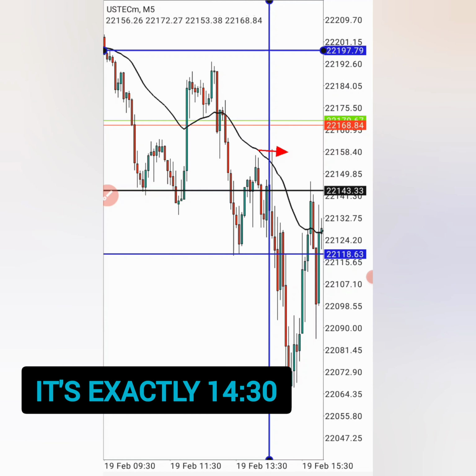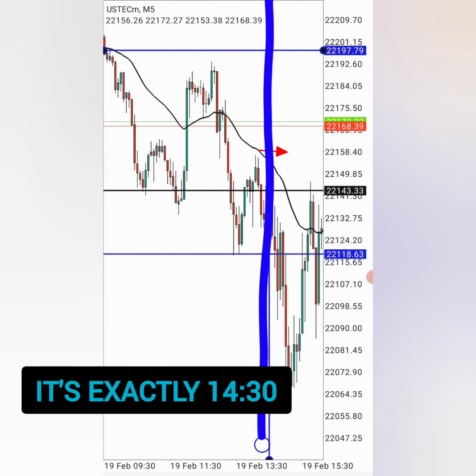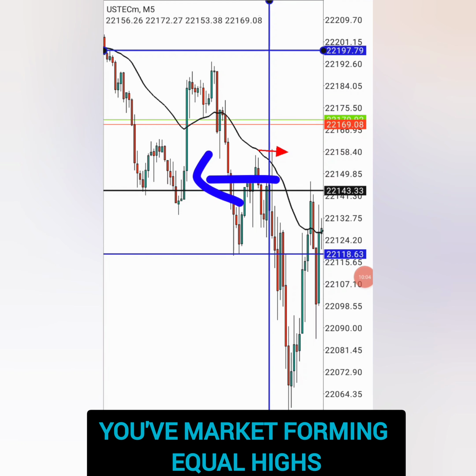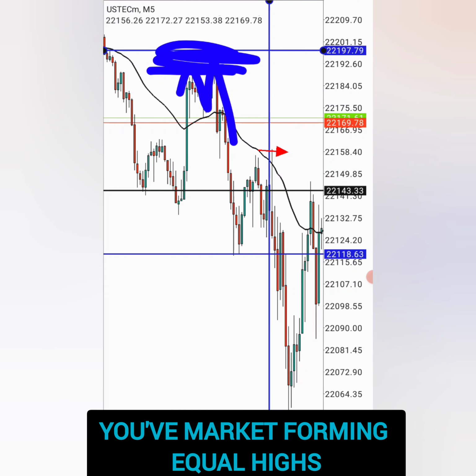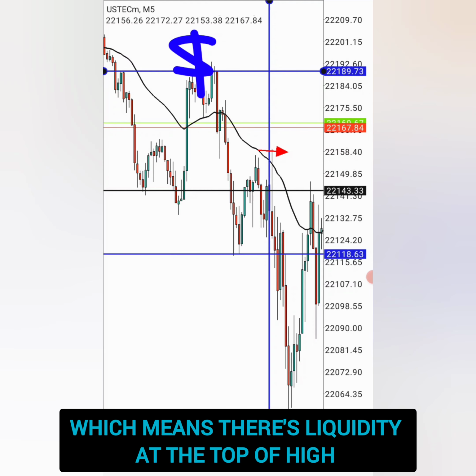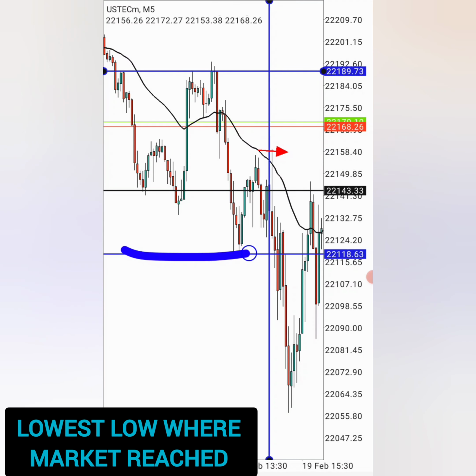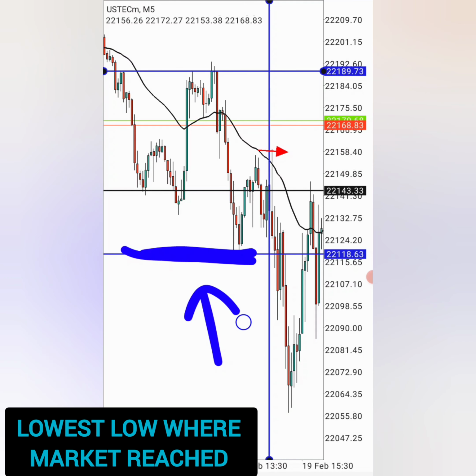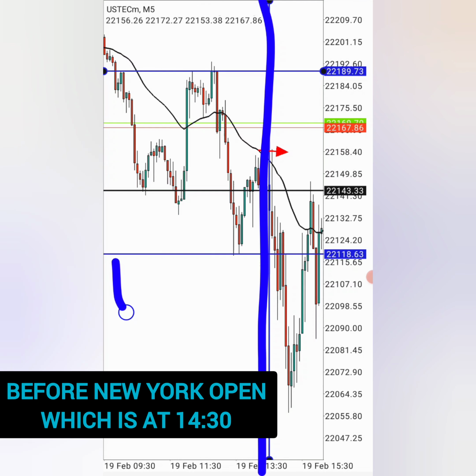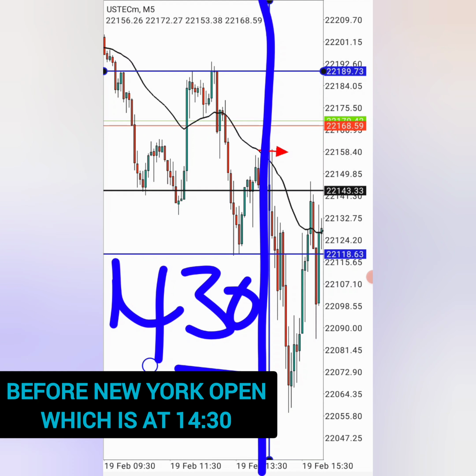Now let's look at today. You can see this exactly at 14:30. Then if you start to look back, you can see right here where you have the market forming equal highs, which means there's liquidity right at the top of this high. And then if you look down, you see this low, which is the lowest low where the market reached before the New York Open, which is happening exactly at 14:30.